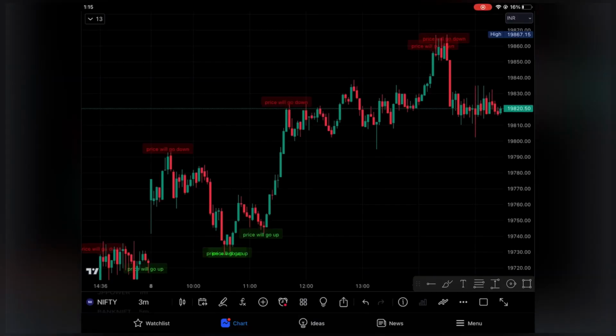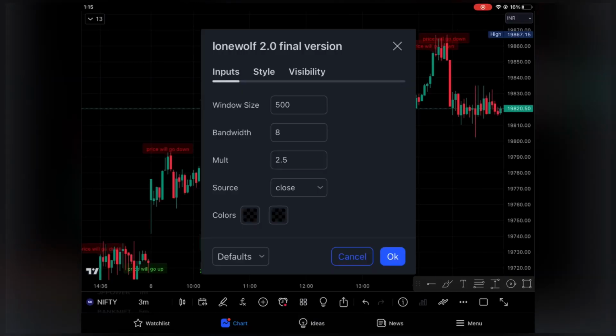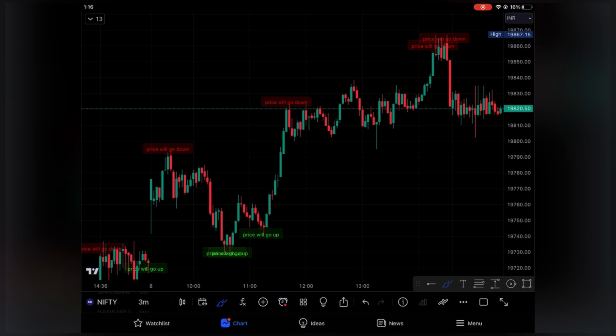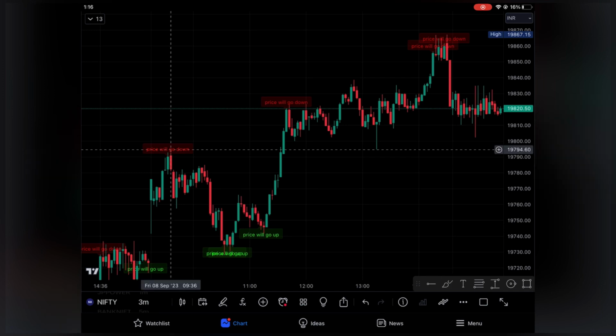So here we have applied the indicator to the Nifty chart, and you can see the settings here. Window size set to 500, bandwidth should be 8, and multiplier should be 2.5. So you can see multiple signals over here.